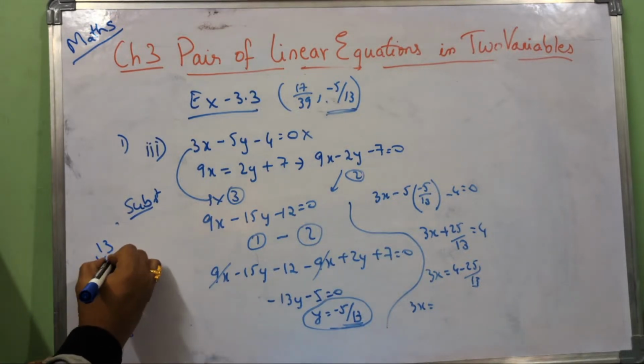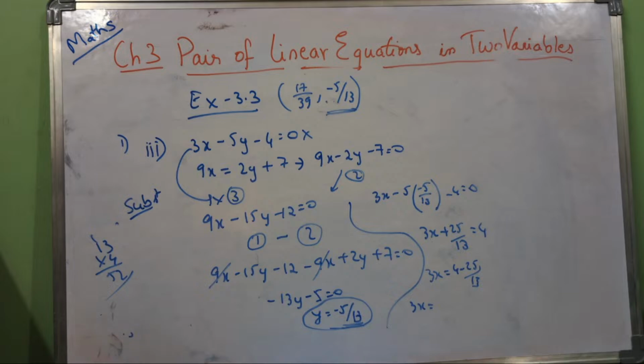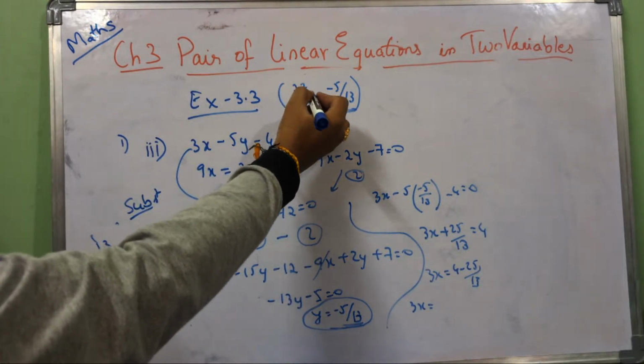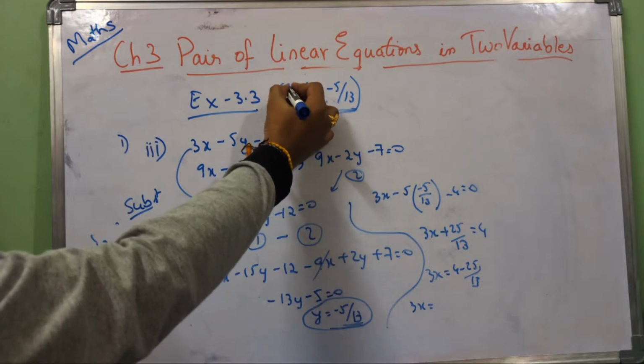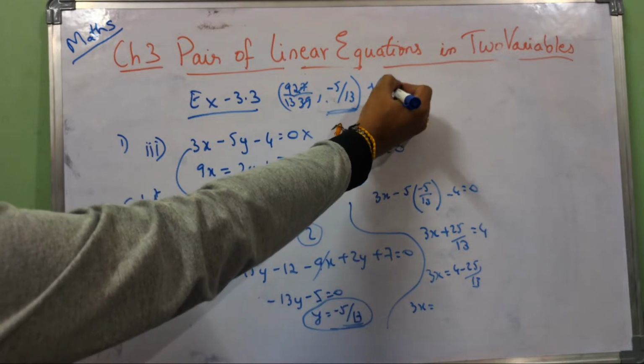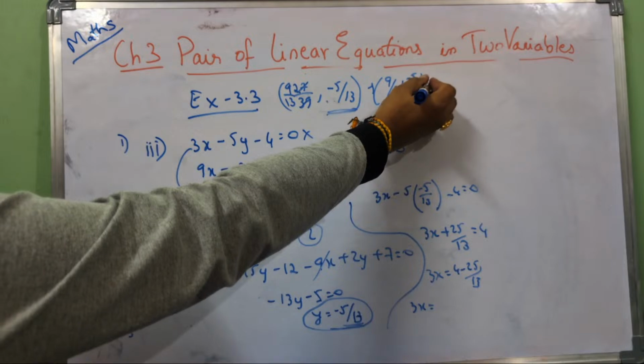13 4s, 3 is 12, 1 4 is 4, 52, not 42. So this is 27 by 39. Or else simply if we divide it by 3, it will be 9 by 13. So 9 by 13 and minus 5 by 13 are the answers. So a small mistake makes a huge difference.